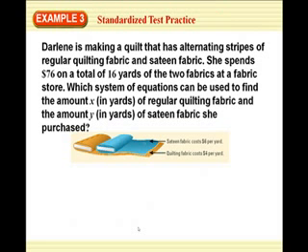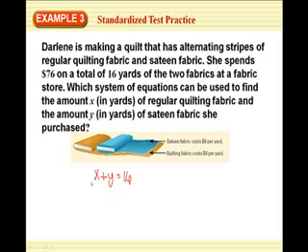Example number 3. Darlene is making a quilt that has alternating strips of regular quilting fabric and sateen fabric. She spends $76 on a total of 16 yards of the two fabrics at a fabric store. Which system of equations could be used to find the amount x in yards of regular and y in yards of sateen fabric she purchased? Okay, so she purchased 2 different types of fabric. There's our x and our y, and she purchased 16 yards of it. So x plus y equals 16 for just the amount.